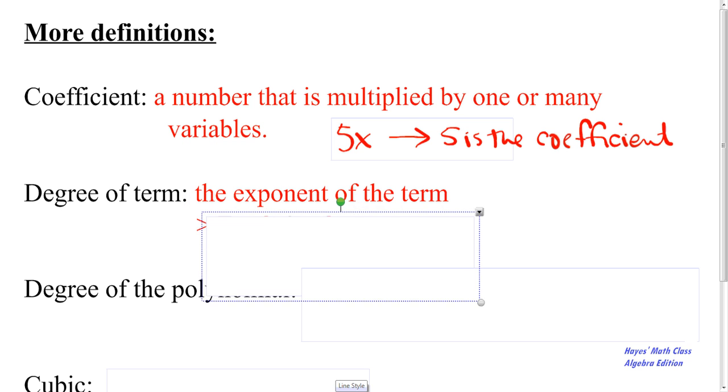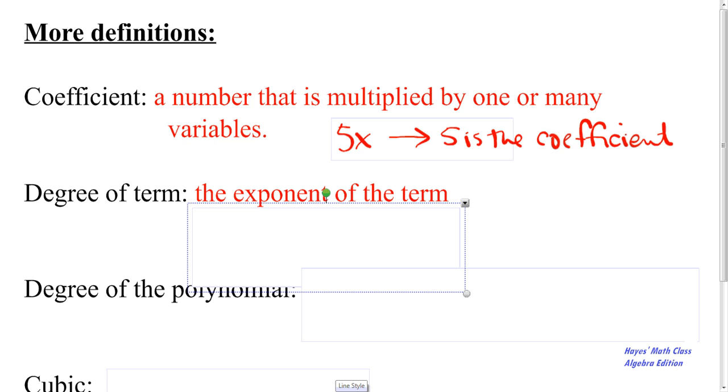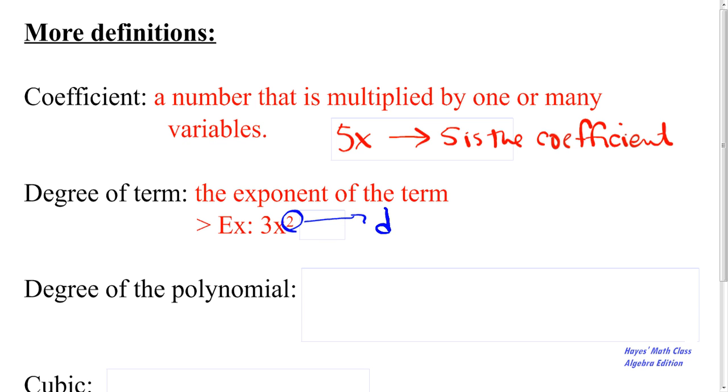For the degree of a term, you're saying, okay, the exponent of the term is the degree. So for example, if I have 3x squared, my degree equals 2 for this term. If it was a 9, it'd be degree 9. If it was a 1, it'd be degree 1. If it was 0, it'd be degree 0. Okay? It's also part of the reason why you can't have negative exponents. It just makes that all messy.